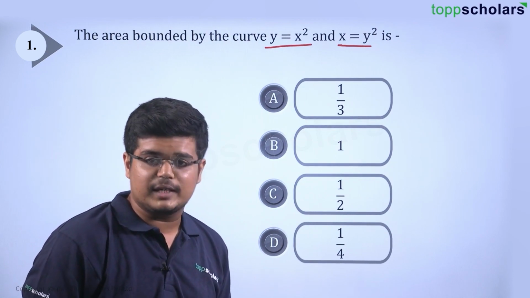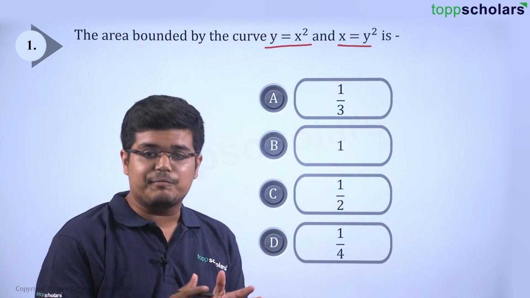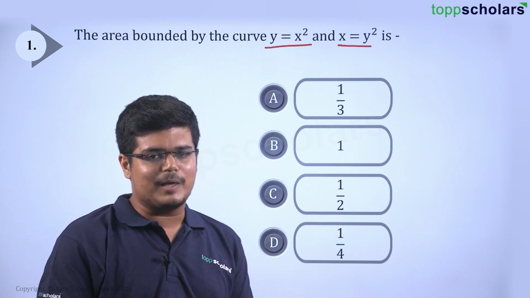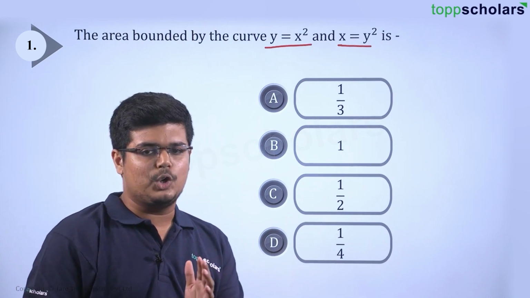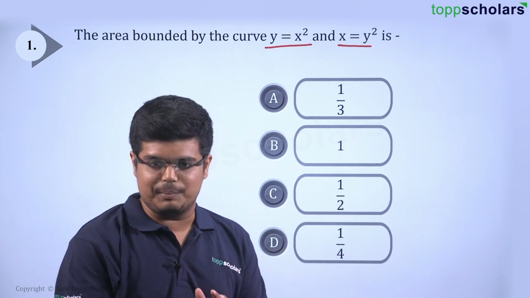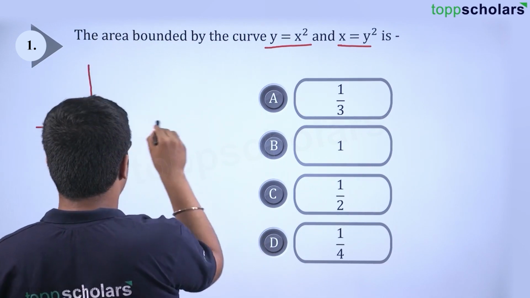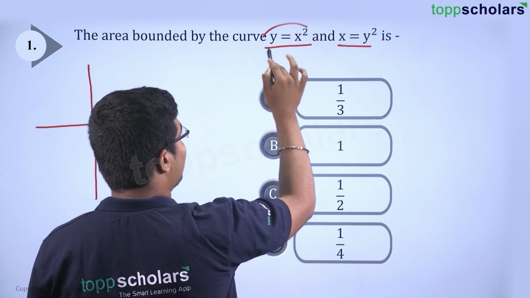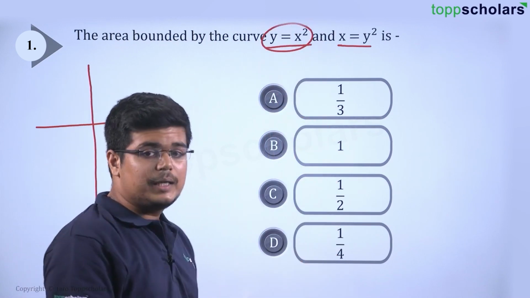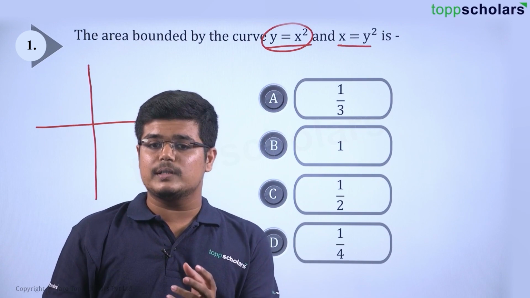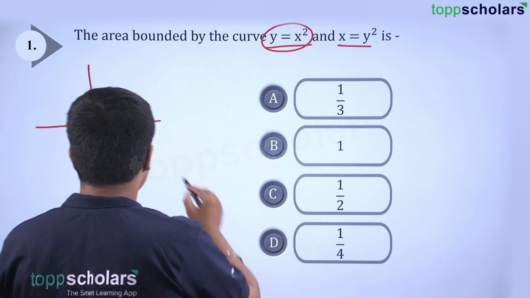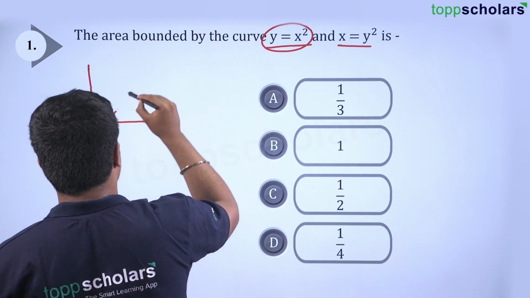So, now students, let us again make the figure. We'll then find the points of intersection and then we'll decide which curve will be first, which curve will be second in the subtraction part. So, here in the figure part, you have to realize that y equal to x square represents a parabola, and because it is x square, it is the upward parabola. So, y equal to x square will be this parabola.